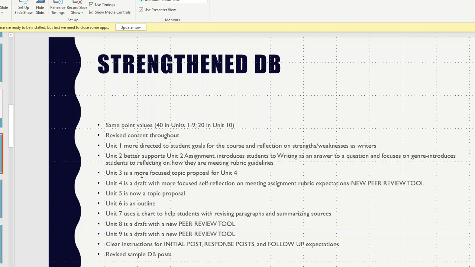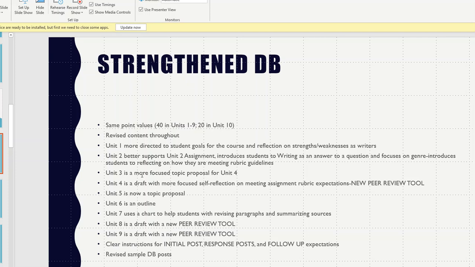We also changed the Unit 3 discussion board to make it a more focused topic proposal for Unit 4. It actually asks students to more specifically propose topics and topic possibilities. I think we've always wanted students to do that in Unit 3, but it's more specific now. The real changes start coming in Unit 4, where we ask students to use the new peer review tool. There's a nice chart that students will be using in Units 4, 8, and 9 to peer review, so that we hopefully get stronger peer reviews from our students. We'll look at that in just a second.